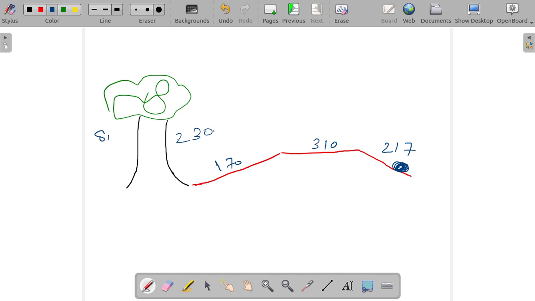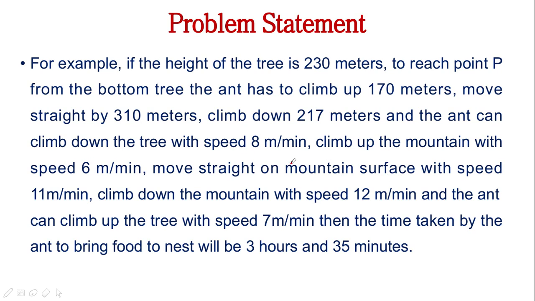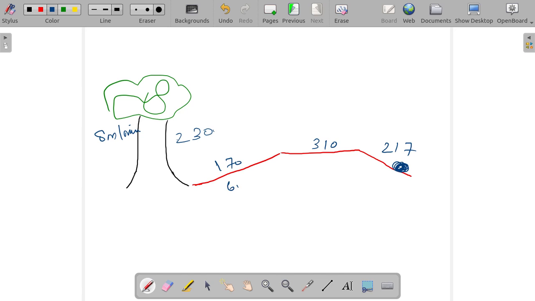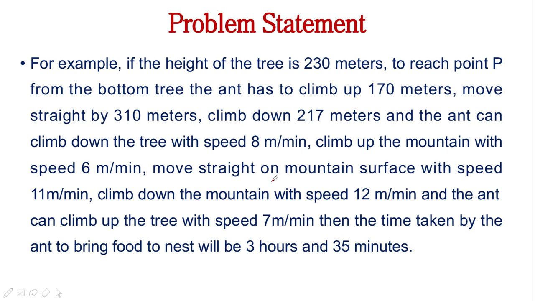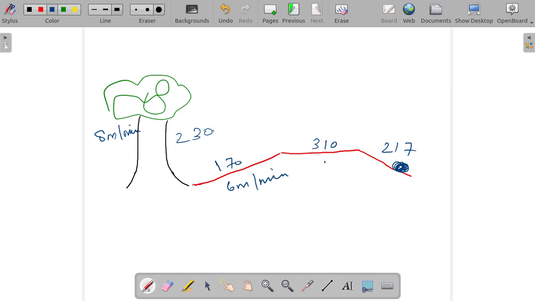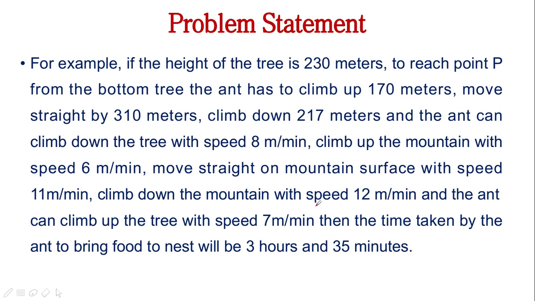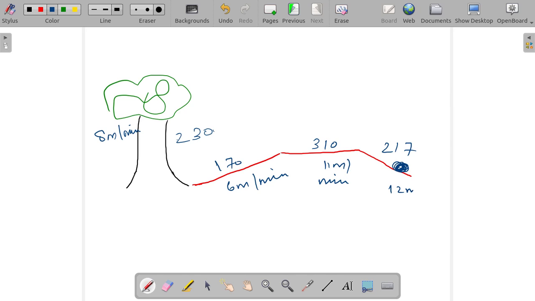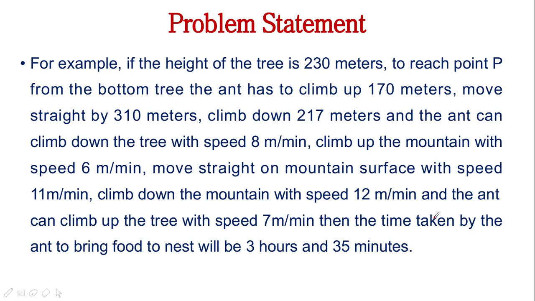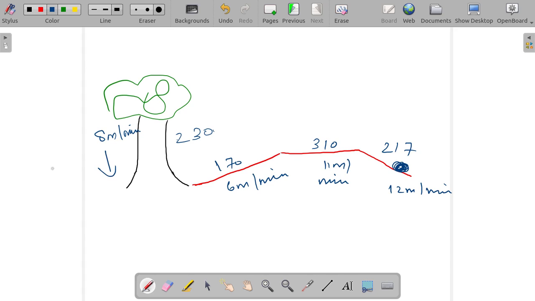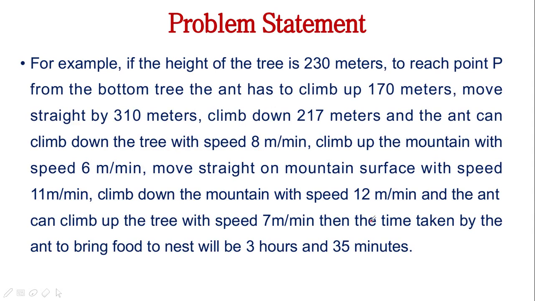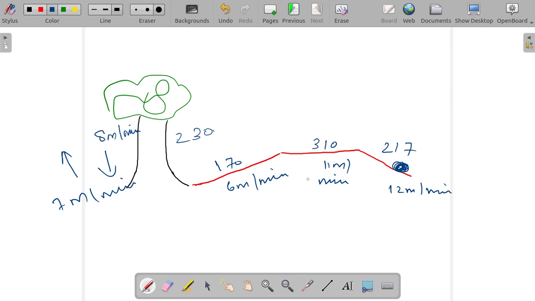The speed is given now. When it is climbing down the tree, it takes 8 meters per minute. When it climbs up the mountain, it is 6 meters per minute. When it moves straight, it is 11 meters per minute, and when it climbs down the mountain, the speed is 12 meters per minute. Climbing up the tree will be 7 meters per minute.